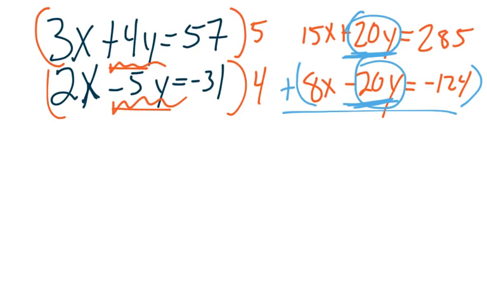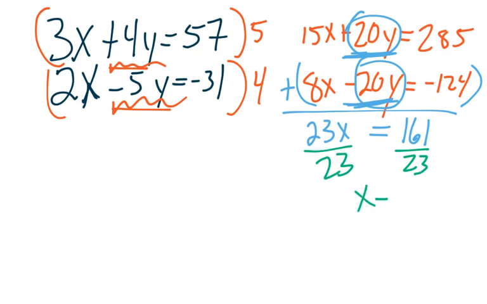15x plus 8x is 23x. We've eliminated the y. 285 plus negative 124 gives us 161. And now we want to solve this for x. So we divide by 23, and we get x equals 7.